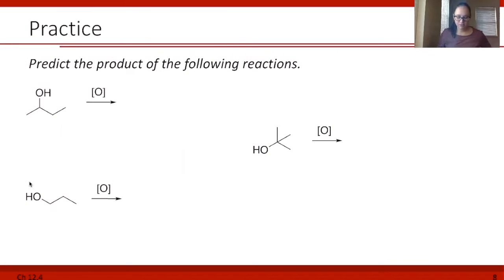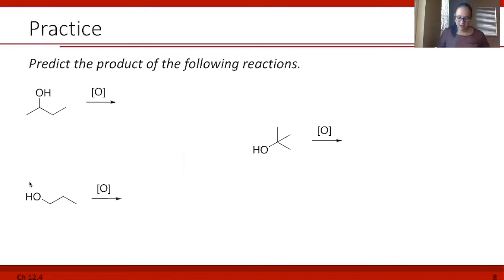Okay, hey guys. So we're going to be doing some practice problems with oxidation reactions specifically. On the slide, it asks you to predict the product of the following reactions. So let's go ahead and get going.